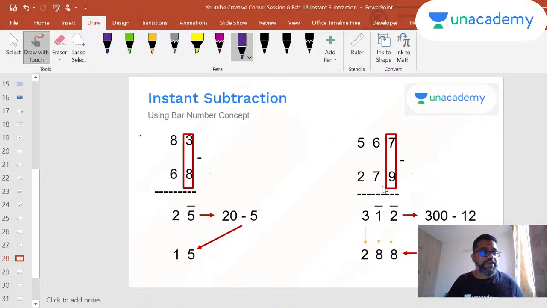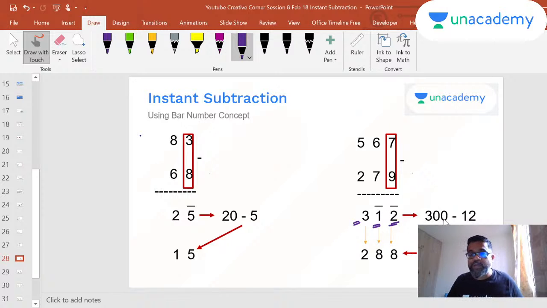567 minus 279, right? We're doing this. I hope you got it now. 7 minus 9 is a bar 2, because I'm taking a smaller number here, no? This bigger number minus the smaller number. I'm just reversing it. So I write a bar 2 here, right? 6 and 7, I will write a bar 1. And 5 and 2, I will do the same thing. Now I know that I've got 312.